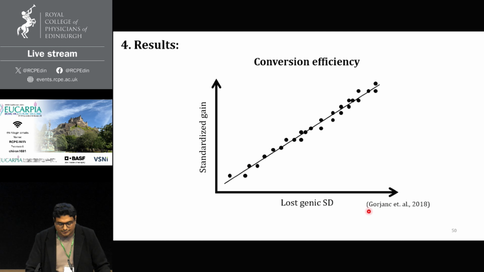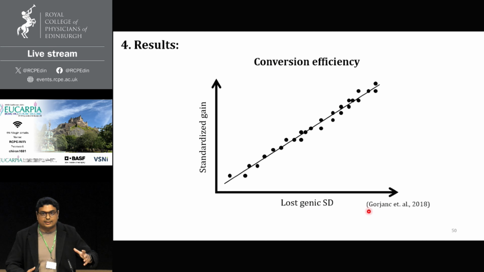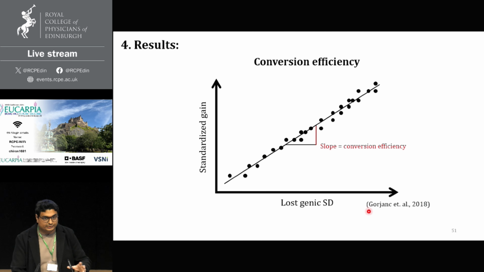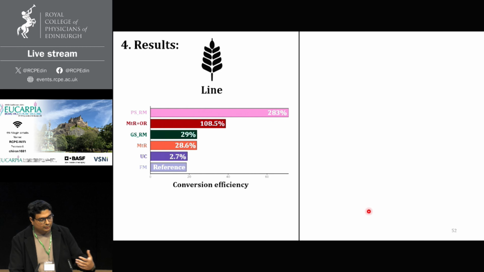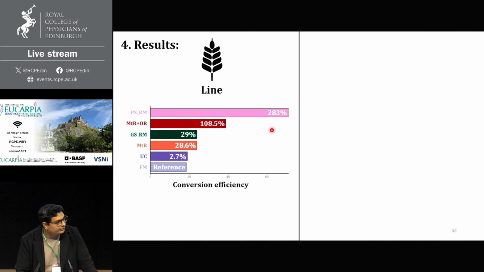To show these results, I'm going to go quickly. I'm about to finish. So we can regress the achieved standardized gain on lost genic standard deviation, and the slope of that regression line would be equal to the conversion efficiency of variance into gain. We have looked into our results, and you can see that phenotypic selection with random mating has the highest conversion efficiency. It's really difficult to beat compared to the two truncation mating scenarios used as a reference here.